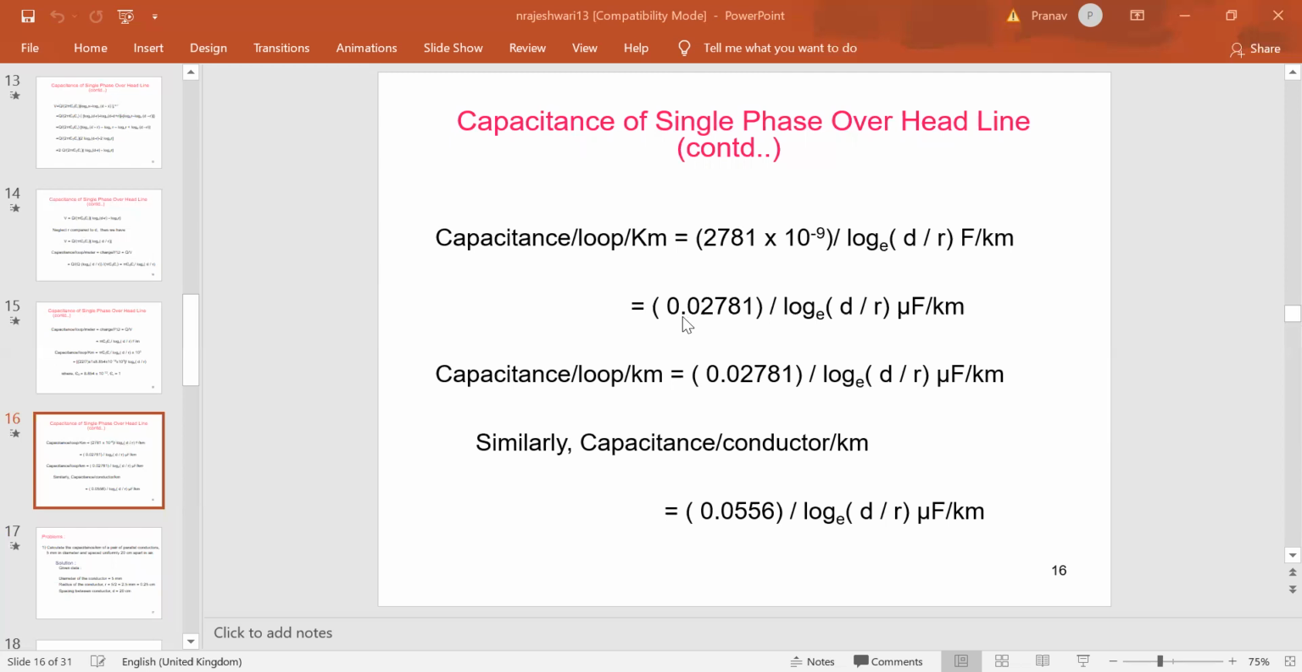Which is equal to 0.02781 by log of D by R microfarad per kilometer. So the capacitance per loop per kilometer will be given by 0.02781 divided by log of D by R microfarad per kilometer. Similarly, the capacitance per conductor per kilometer will be given by 0.0556 divided by log of D by R microfarad per kilometer. This is per loop. Both the conductors are treated as a single conductor.